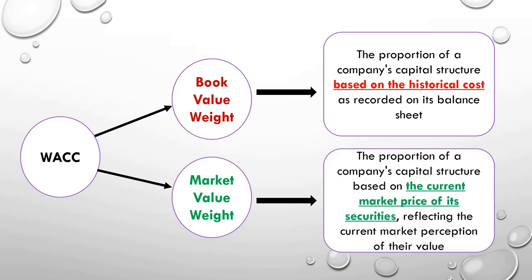On the other hand, market value weights means the proportion of the company's capital structure based on the current market price of its securities, reflecting the current market perception of their value. That means in market value weights, we are going to calculate the proportion of capital structure based on the market value. Suppose you have a combination of debentures and equity shares, and in your books, let's say you have borrowed $1,000 from debt and $1,000 from equity. That means the total capital structure consists of $2,000.